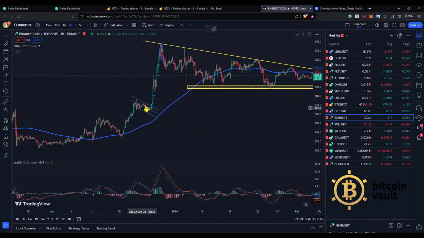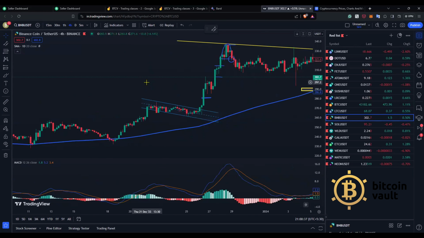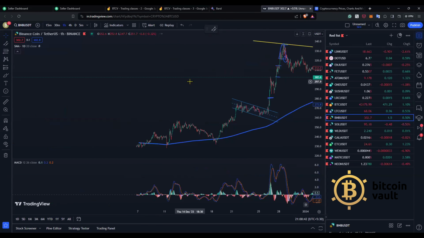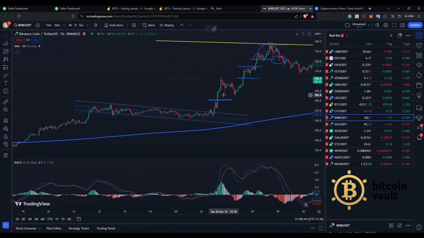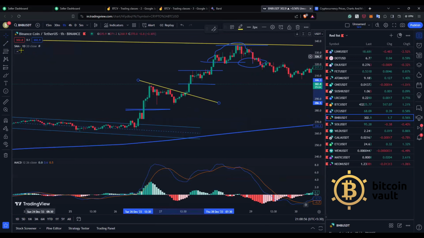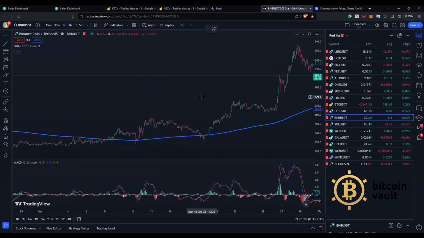So generally, you will find this is what we call a continuation pattern. Now, if I go on a lower time frame, let me go on a lower time frame, I might find more continuation patterns. Not a proper one actually, but this can also be a continuation pattern. It's not a proper pennant actually. It's actually more like a descending triangle, not a proper pennant. Let's remove this one.